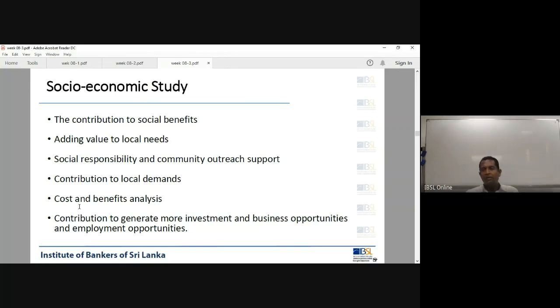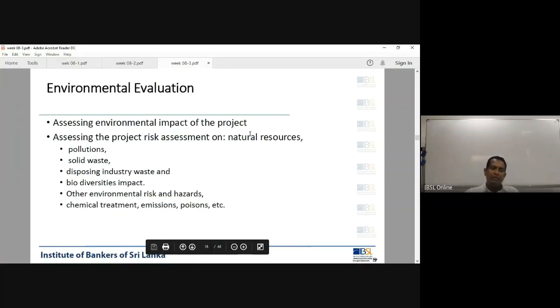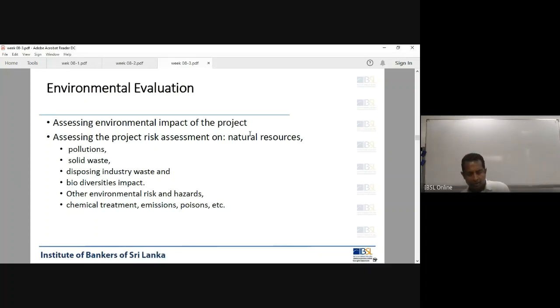Like that, what is the social benefit or economic benefit the surrounding area or the country will get by this? Then the environment, right? So what are the waste we generate? How are we going to dispose of that?